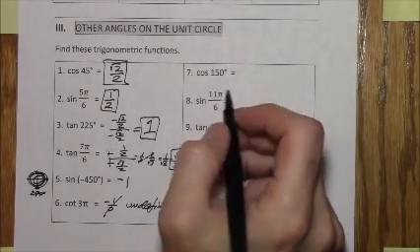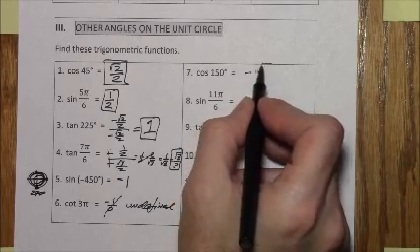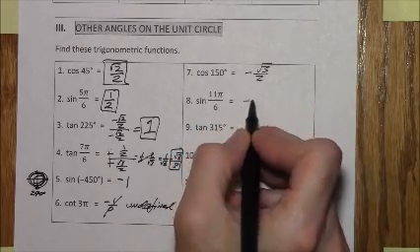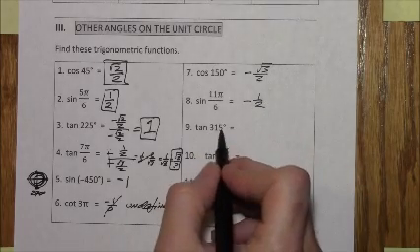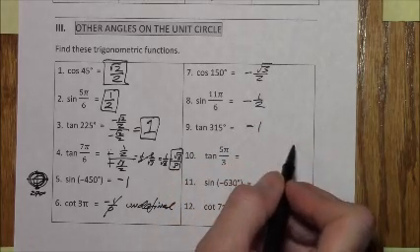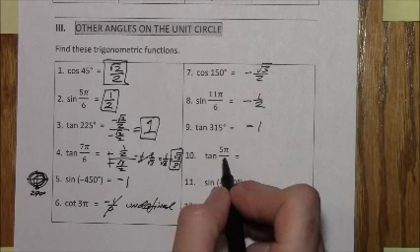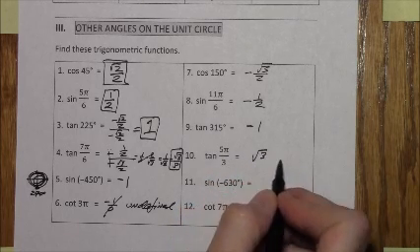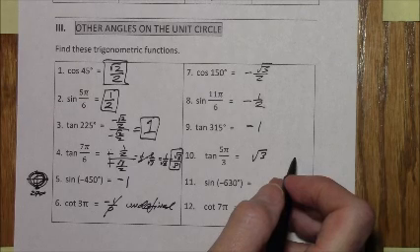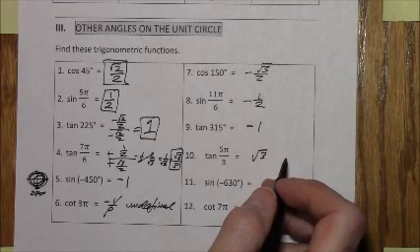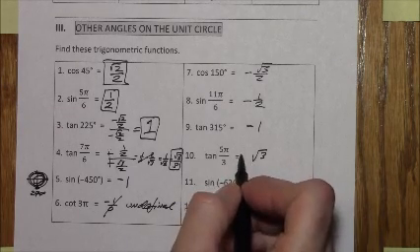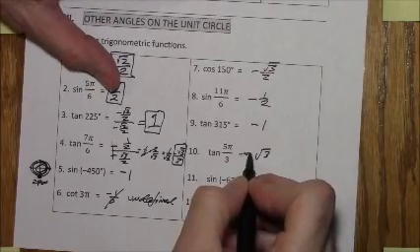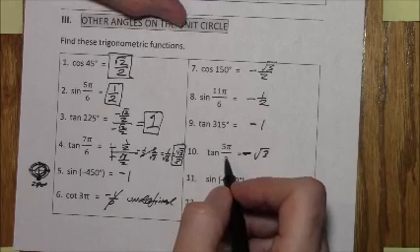Alright, so cosine of 150 degrees is negative root 3 over 2. The sine of 11 pi over 6 is negative 1/2. Tangent of 315 degrees is negative 1. Tangent of 5 pi over 3 is the square root of 3. Actually, that should be a negative there. Negative root 3, because that's in the fourth quadrant.